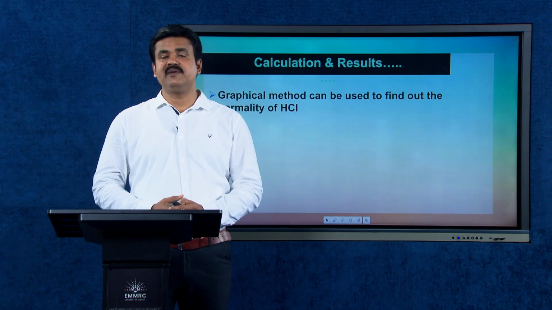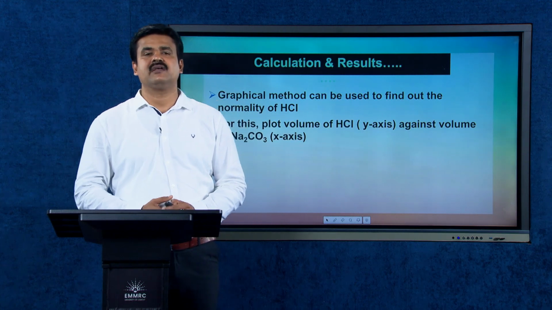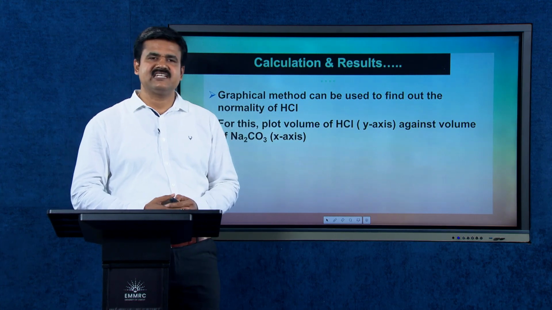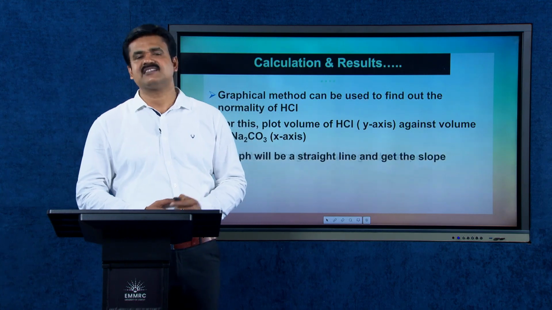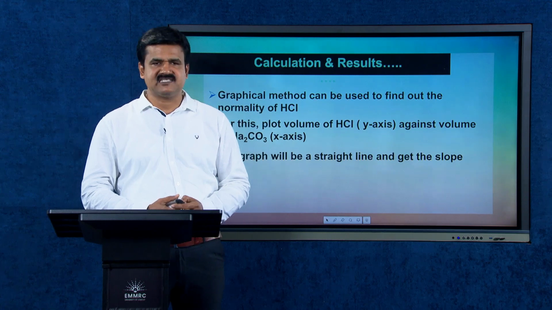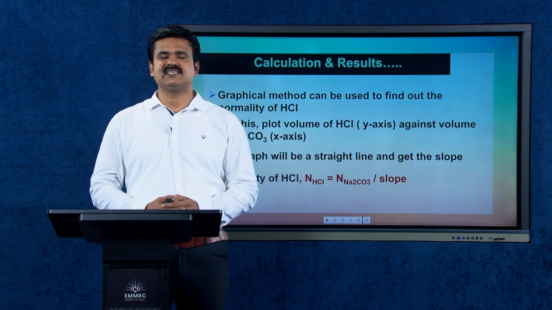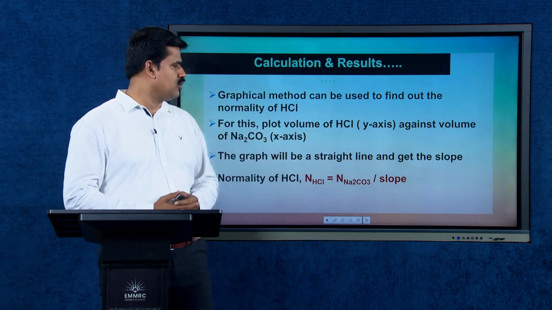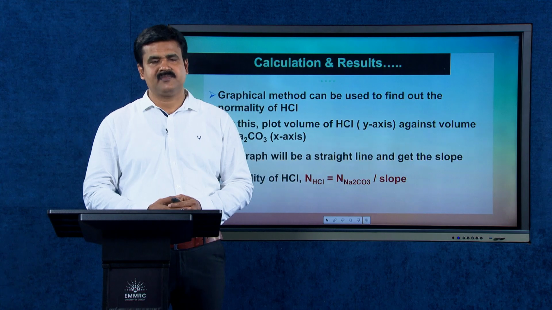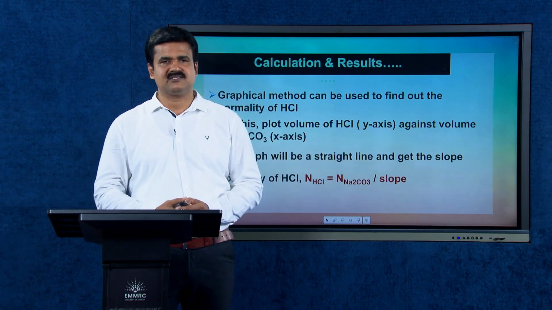Graphical method can also be used to find out the normality of HCl. For this purpose, you have to plot a graph by taking volume of HCl on the y-axis against volume of sodium carbonate on the x-axis. Definitely the graph will be a straight line and you can calculate the slope from the graph itself. So, normality of HCl can be calculated by using the expression normality of HCl equal to normality of sodium carbonate divided by slope of the curve. So, you can also calculate normality from the graphical method.